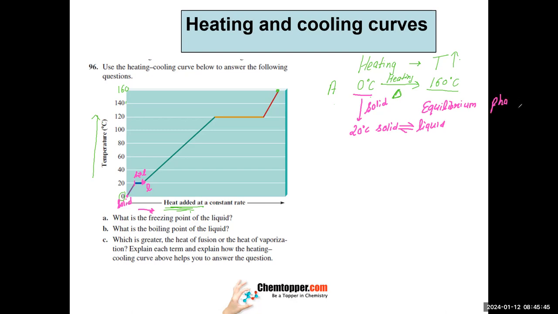Who is saying latent heat? Anil. Yes, latent heat means hidden heat. The word latent means hidden. Heat is not appearing as a rise in temperature. There's no rise in temperature, but heat is used. This much amount of heat is used. Where is it going? It's doing work.